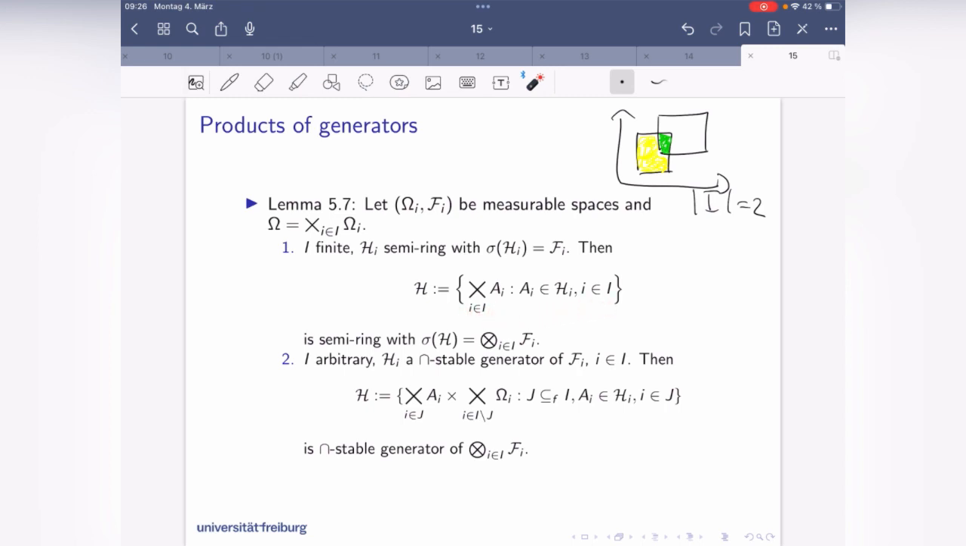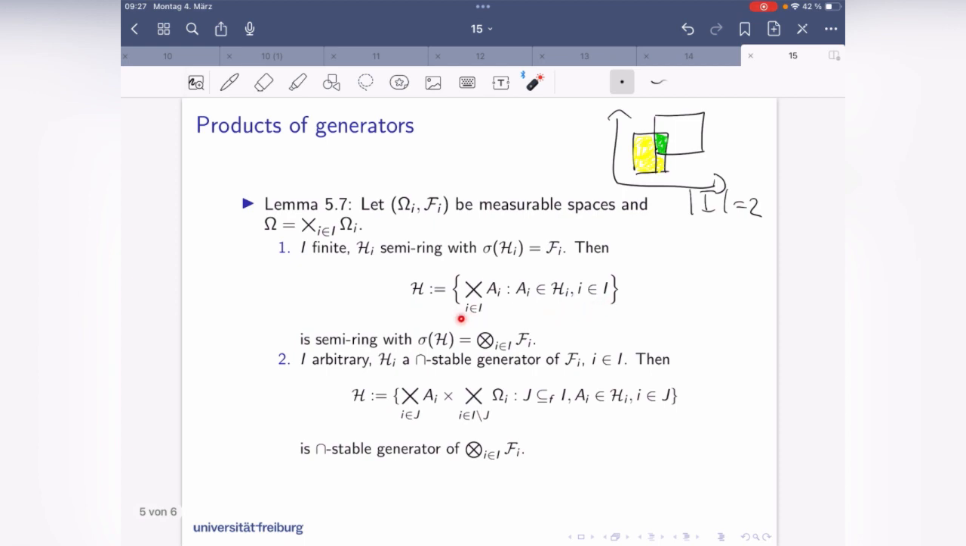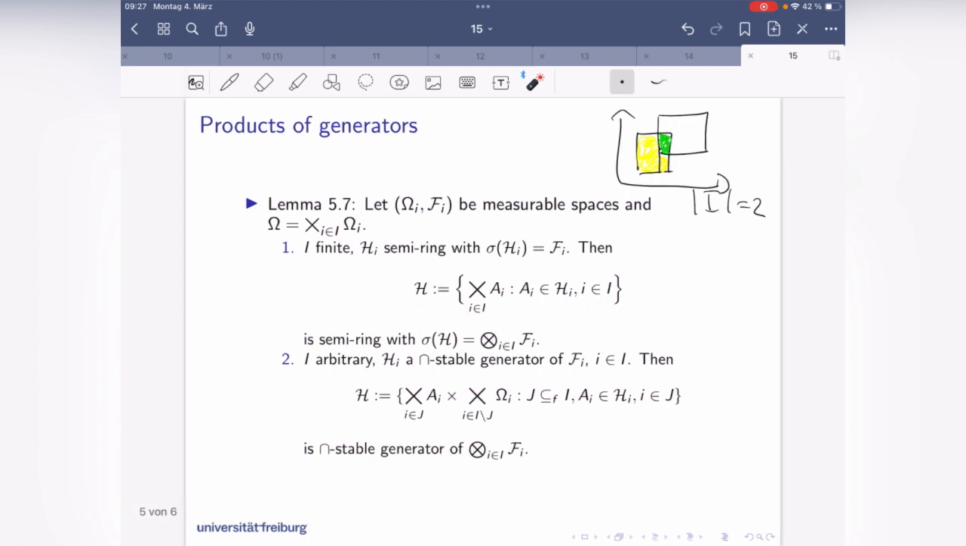But as the semi-ring only requires, you can split it up here, like this, for example. And you can write down the yellow area as the left part here and the right part, and both of them are of this form. The requirement for a semi-ring is only that these set differences can be written as a disjoint union of elements of this type. And as you see, that's the case. Okay.